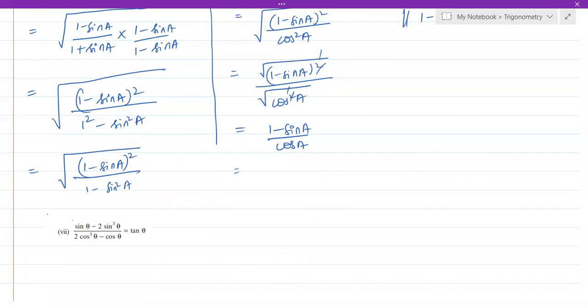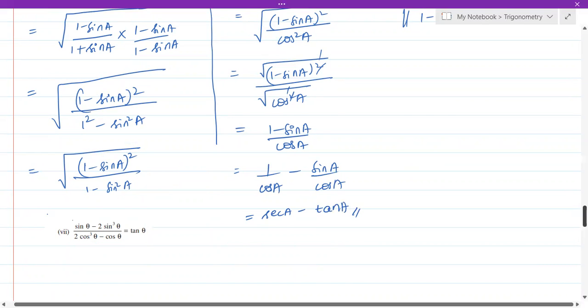If you split the numerator, 1 by cos A minus sine A by cos A. What is 1 by cos A? It will become secant A, minus sine A by cos A is tan A. So that's the answer.